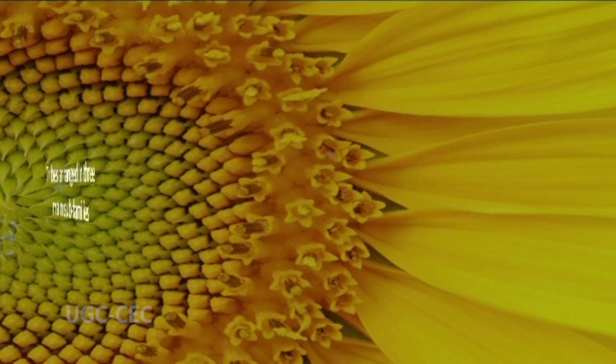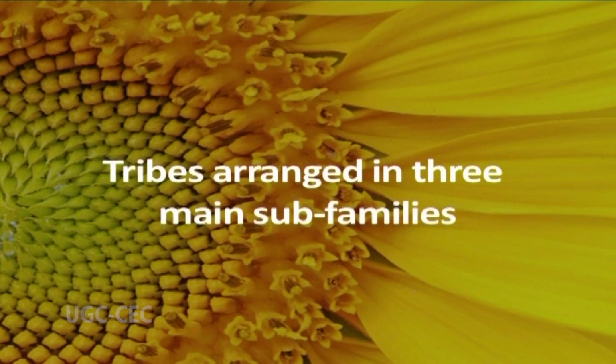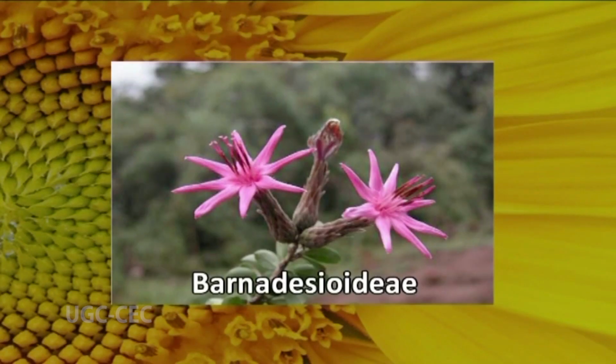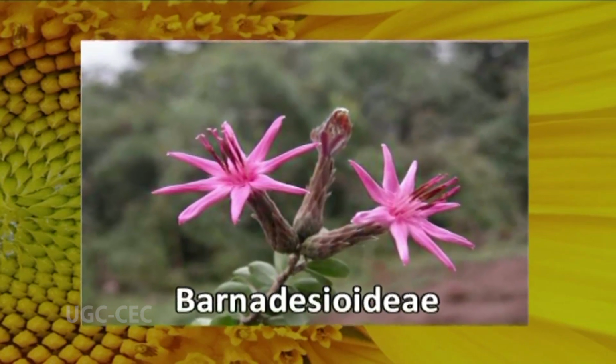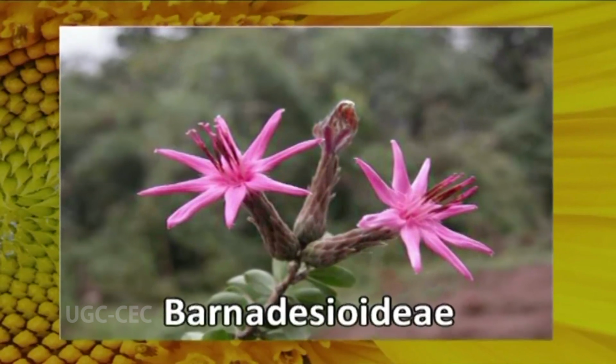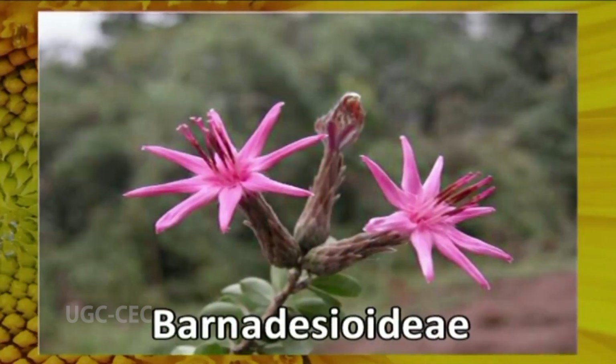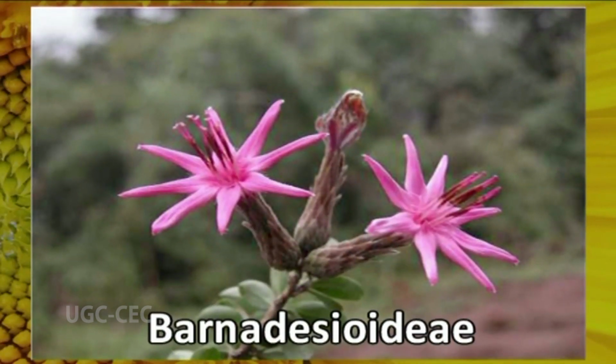The family Asteraceae is broadly divided into several tribes that are often arranged in three main subfamilies. Number one, Barnadesioideae, which is a small South American group of mainly trees and shrubs. And this subfamily is characterized by a papillate style, lobed stigma, spiny sepsilla, and lack of chloroplast DNA inversion that is found in other two subfamilies.